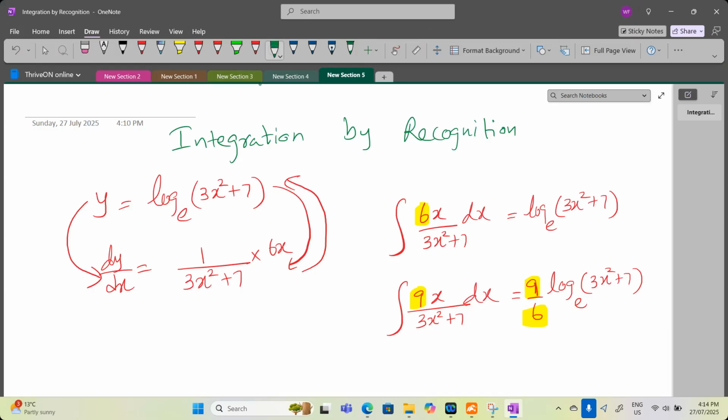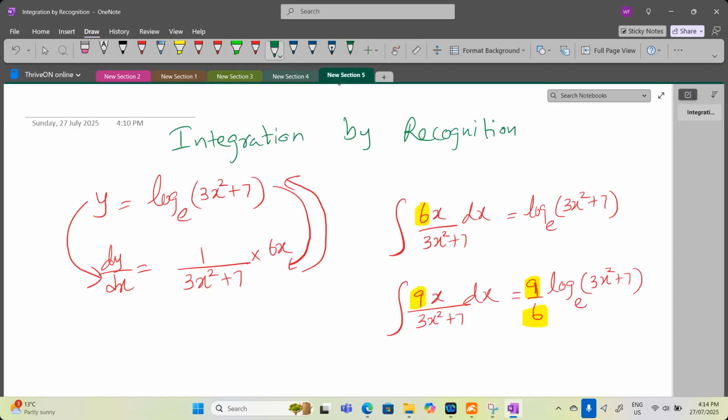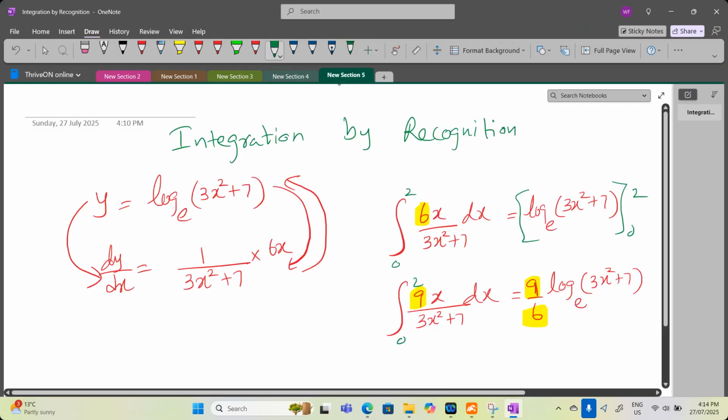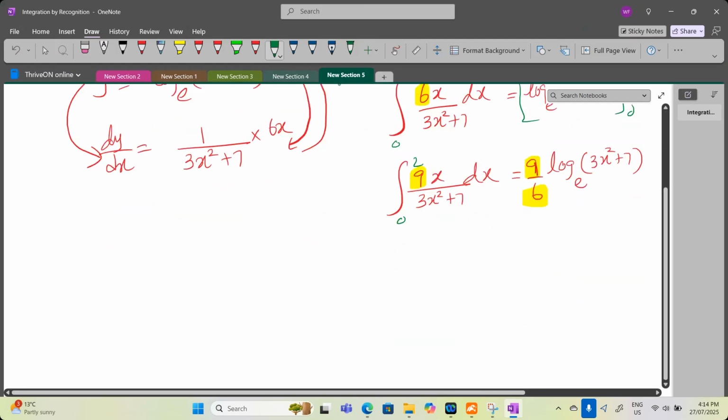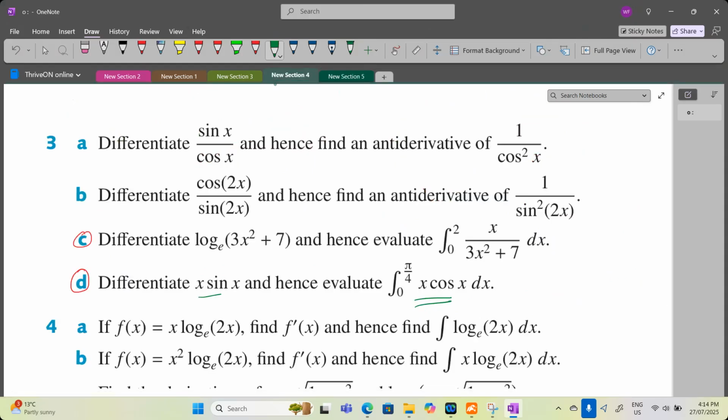Let's get one more, the one next to it. Differentiate x sin x and hence evaluate this. Now there's a limit here, 0 to 2. If there's a limit here, that does not matter. You just substitute the two values and find it. Right, let's get the other one. The other one is to differentiate this one and evaluate this one, x cos x.